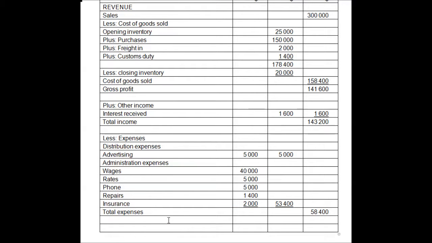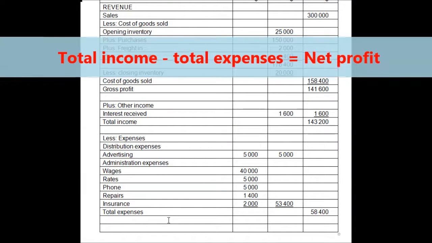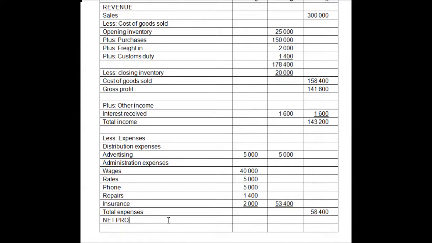And that would give me total expenses. So now that I've got that, I can go into the very last section, which is calculating my net profit. And I get that by going total income minus total expenses equals net profit. So, net profit, and I just like to make it big and bold so everyone knows. We're going to calculate that by going total income minus or less total expenses equals net profit. And I get $84,800 for that. And that's it. That's my income statement done.